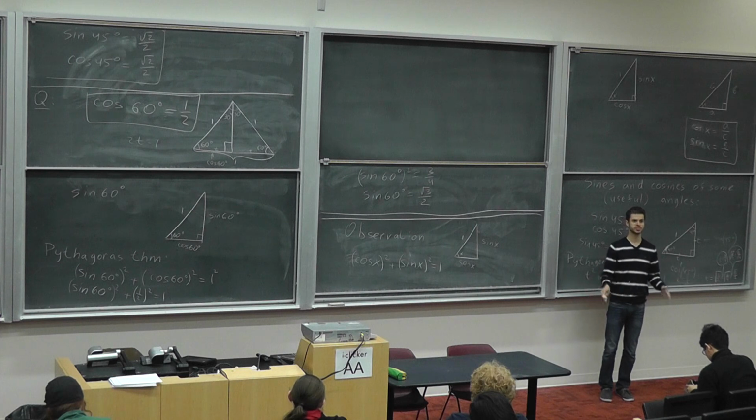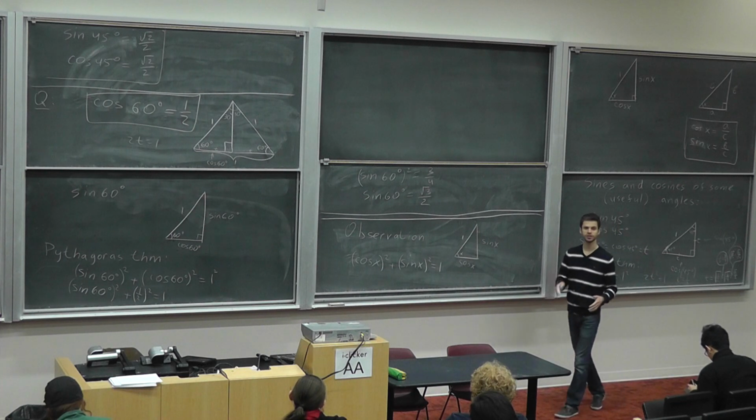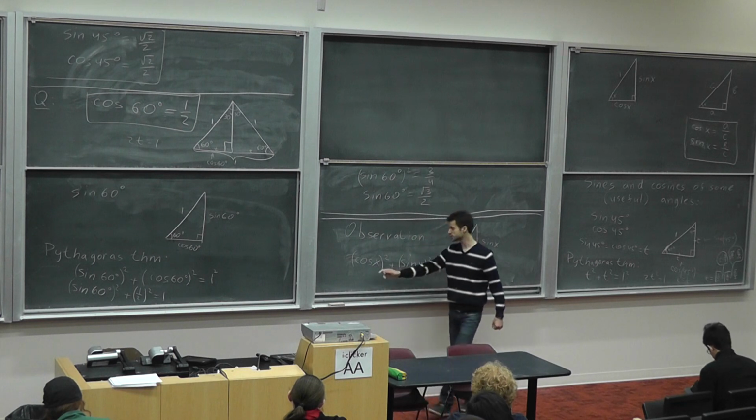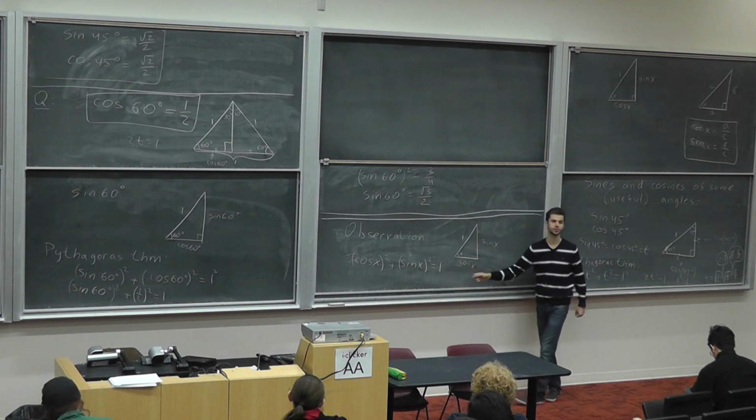So there is always a relationship between sine of an angle and its cosine. And the relationship is this: sine squared plus cosine squared is equal to 1.